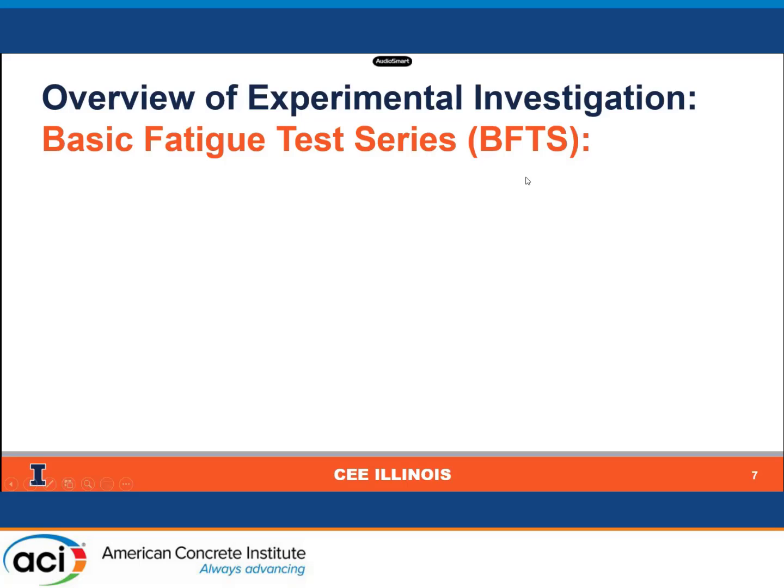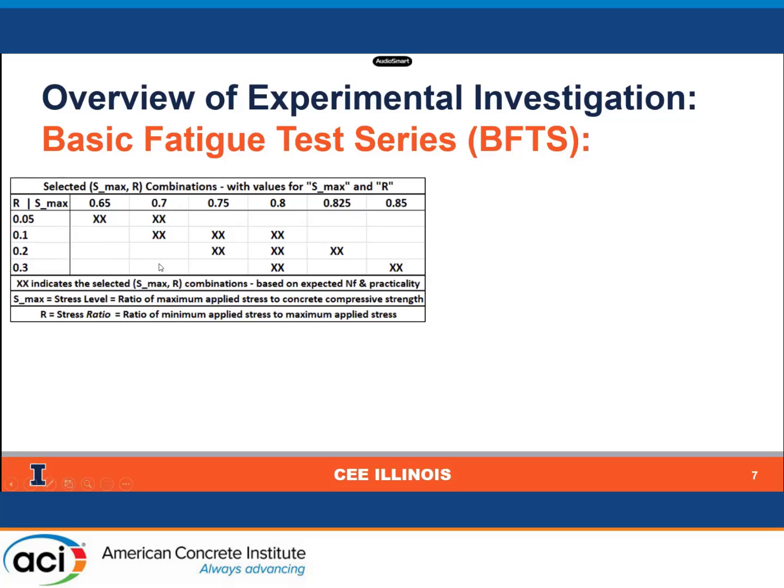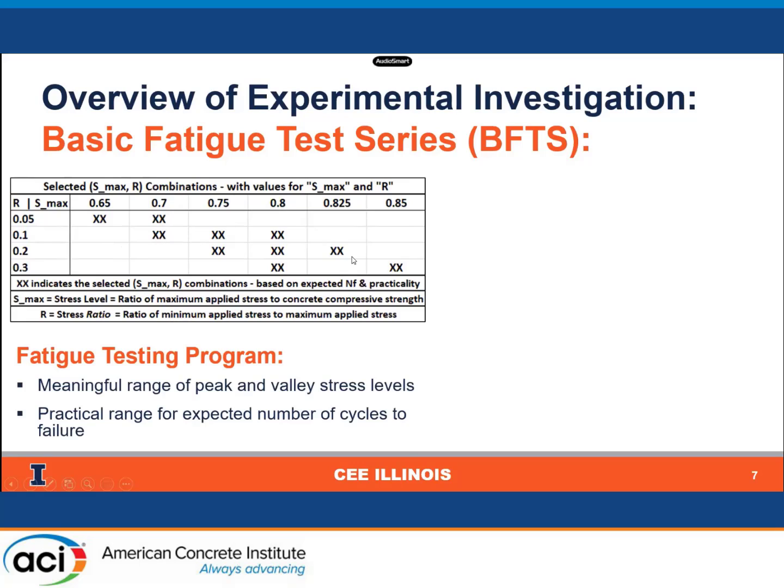Having prepared the specimens, the next step was to develop a test program for the basic fatigue test series. In this table that I show here, the X marks the various combinations that were chosen. The combinations were chosen such that there was a meaningful range of peak and valley stress levels, so that we could see the behavior and see if it was consistent across a meaningful range of peak and valley stress levels. Additionally, the combination selected was such that the expected failure number of cycles was in the practical range with regards to testing.